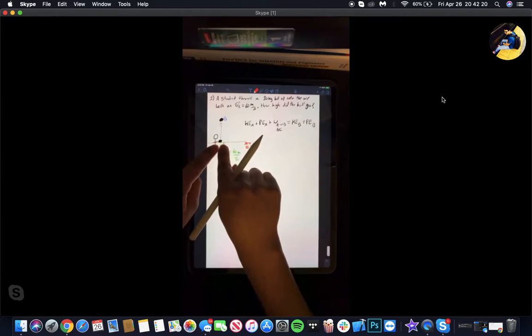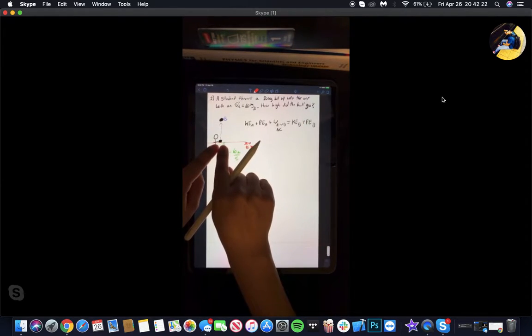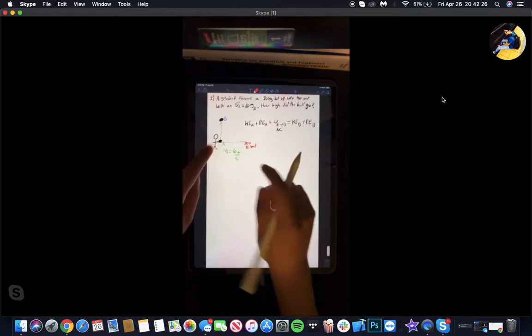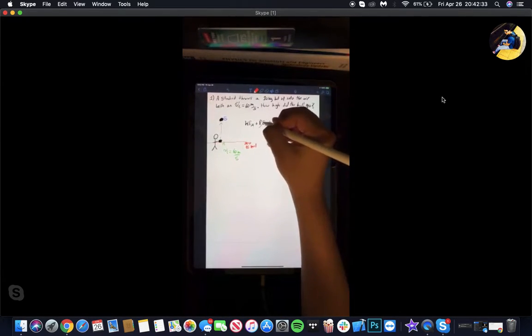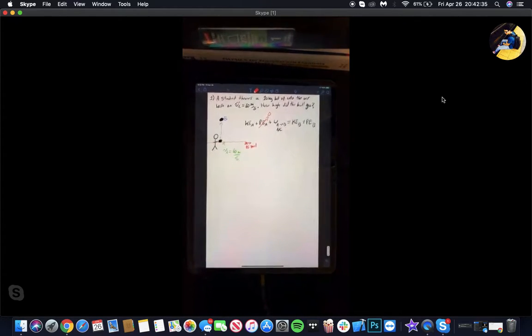Next, is there potential energy at A? It's at its 0 PE level, at its lowest point. So it has 0, and we could just put plus 0. We're going to eliminate that.